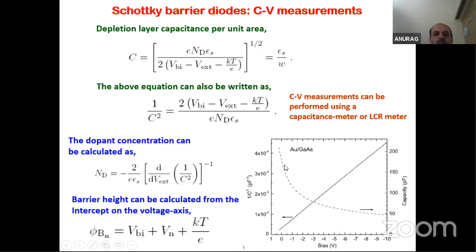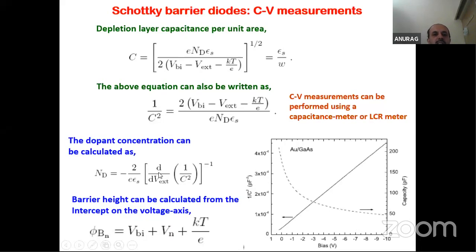So you see 1 by C square. This is an experimental graph for a gold on gallium arsenide Schottky diode: 1 by C square versus the bias voltage. If we do that, we get a linear curve. 1 by C square is directly proportional to the bias. The CV measurements are done in reverse bias, not in forward bias. In reverse bias, the capacitance is the depletion layer capacitance, and I am interested only in measuring the depletion layer capacitance. So if I want N D, this is the slope.